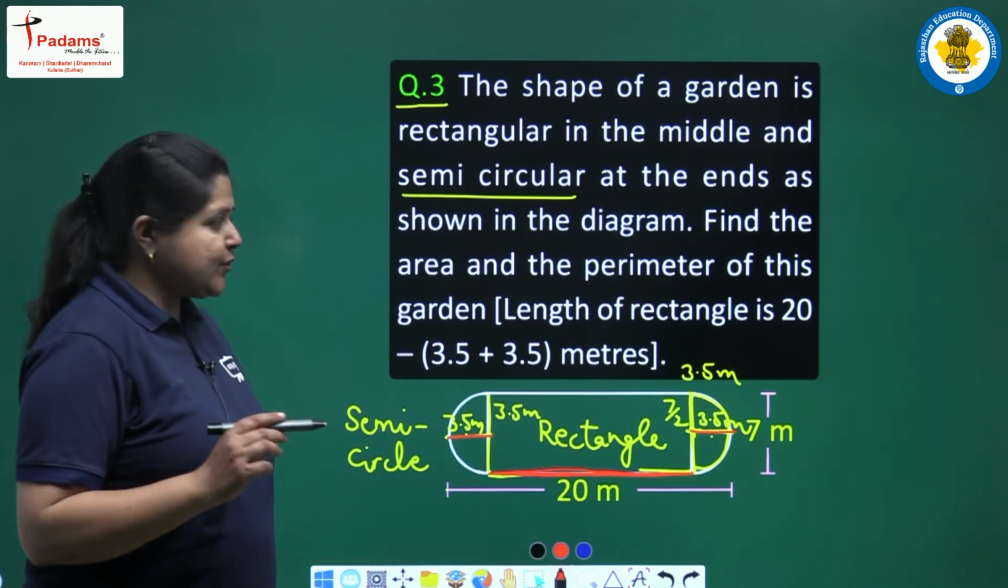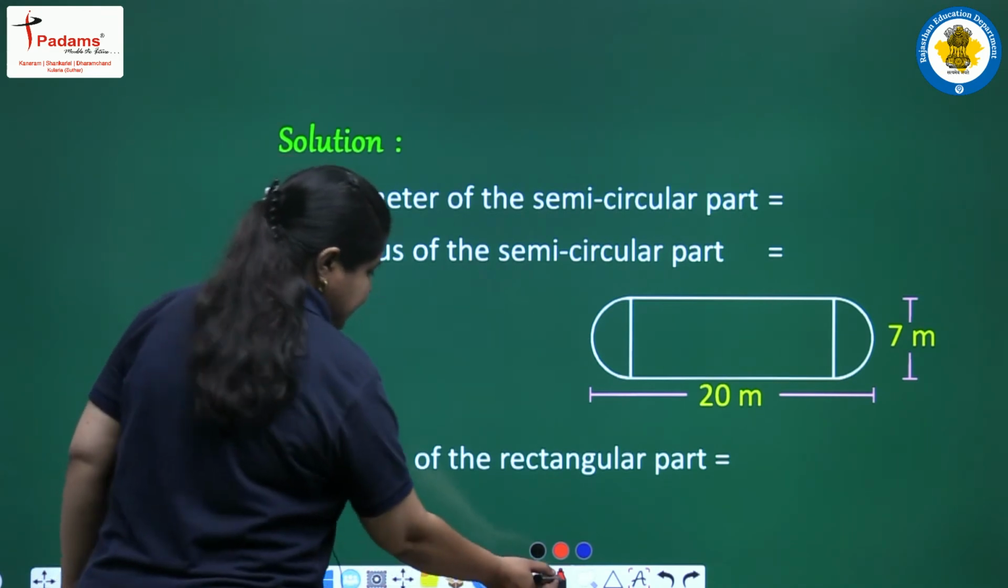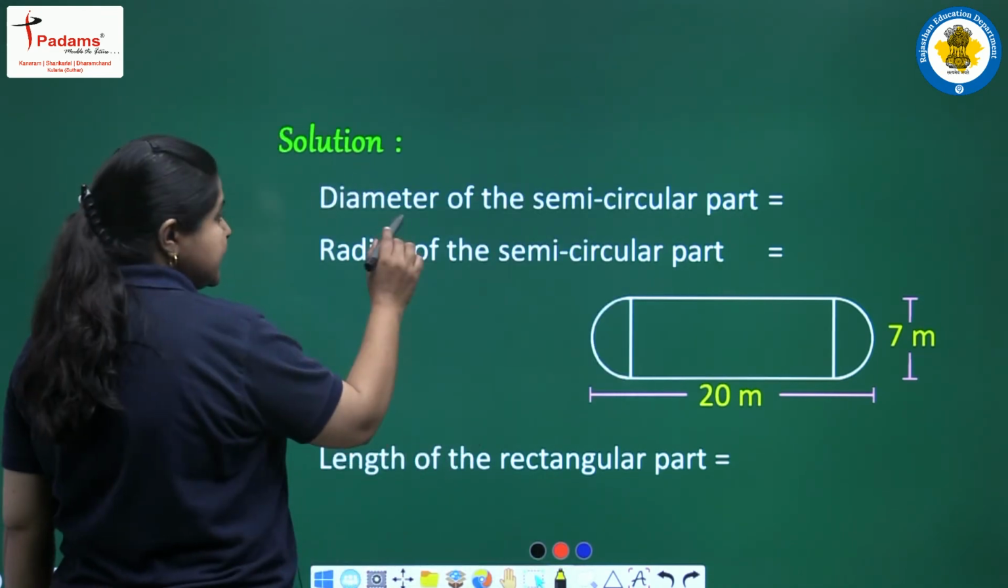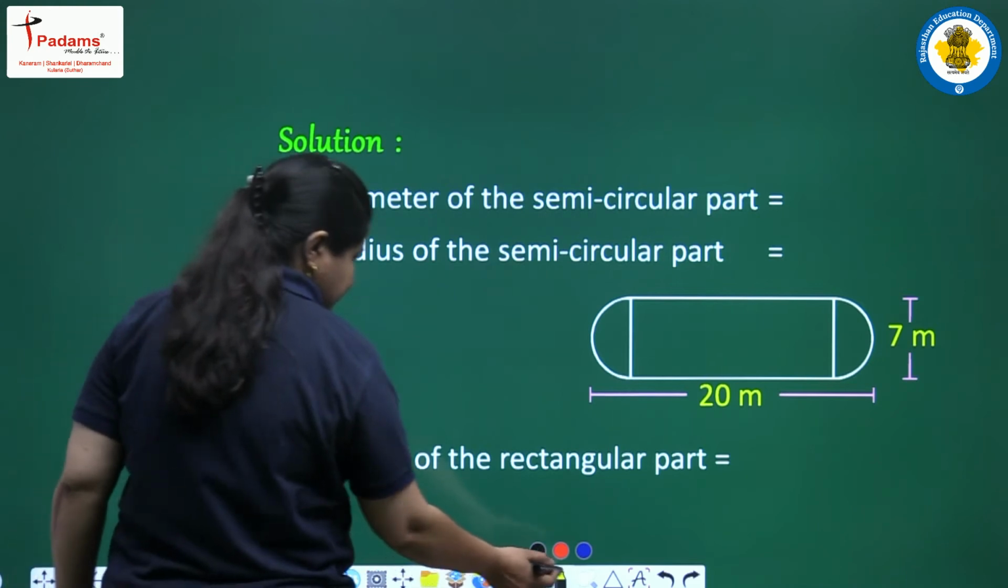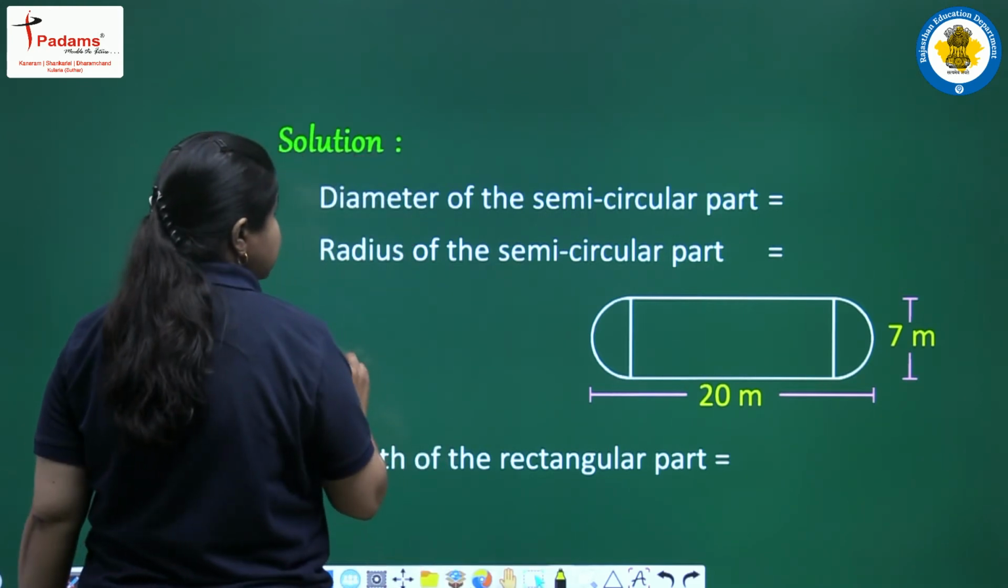तो चलते हैं इसके सॉल्यूशन पे. Here we will take first the diameter of the semicircular part. You can always relate with the figure.